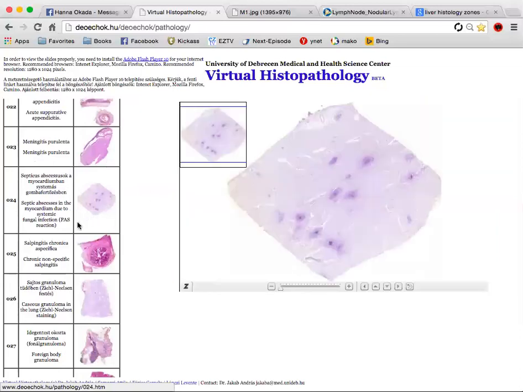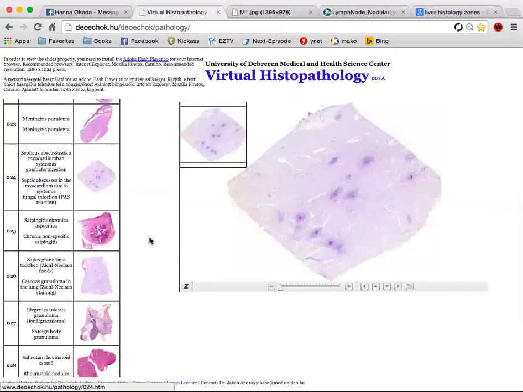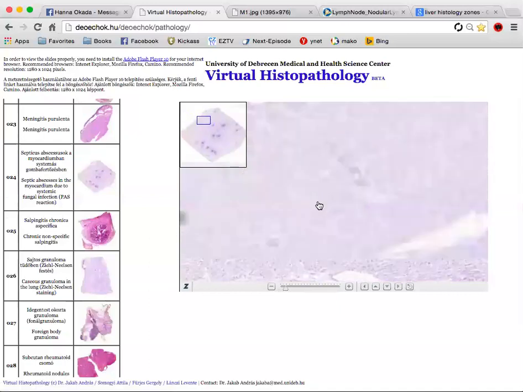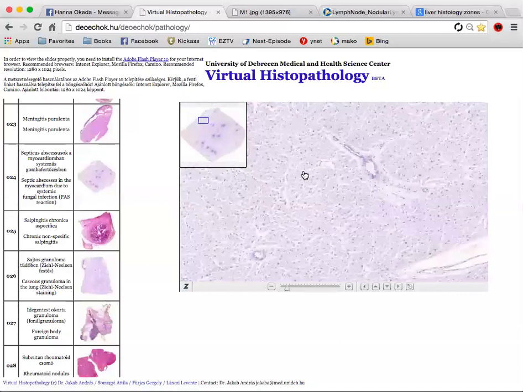So this is a systemic abscess in the myocardium because of Candida infection, so yeast infection. This is all myocardium, and the staining here is PAS, because the fungal wall has a lot of carbohydrates in it, so they use PAS to see them better. So I'm just going to take you over here, to the edge of it.